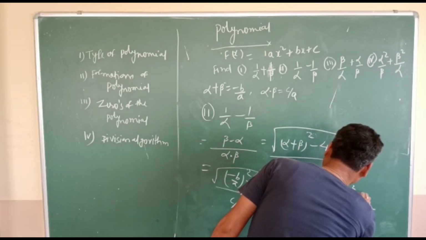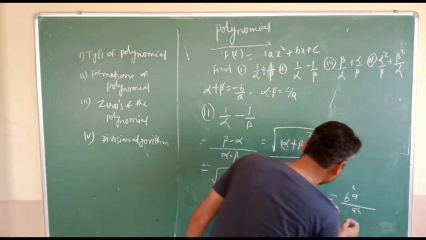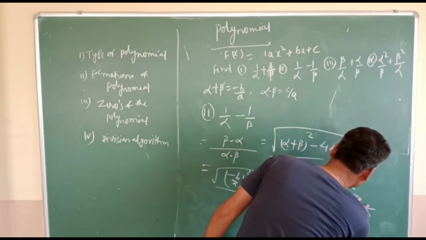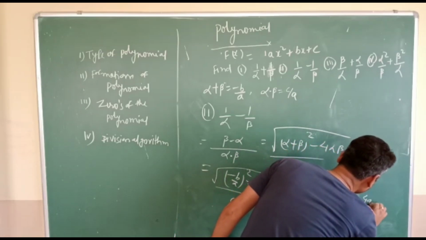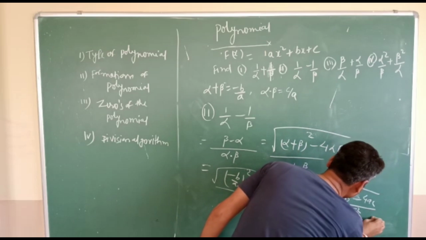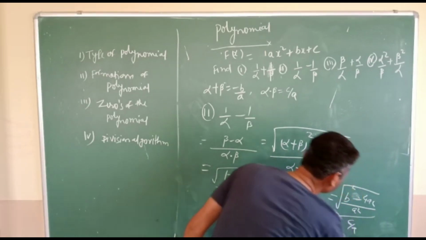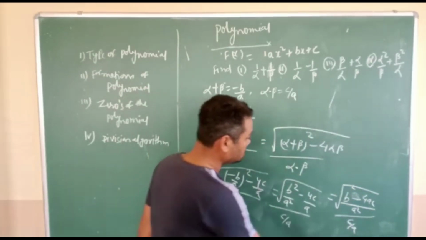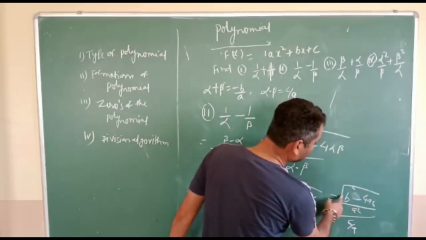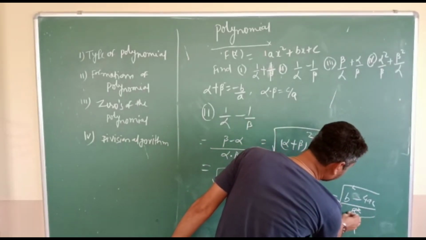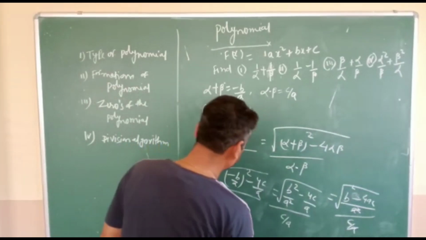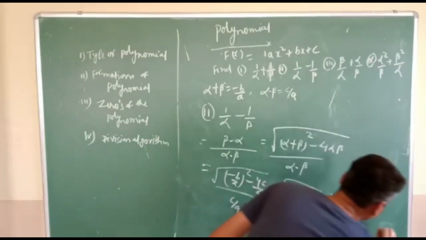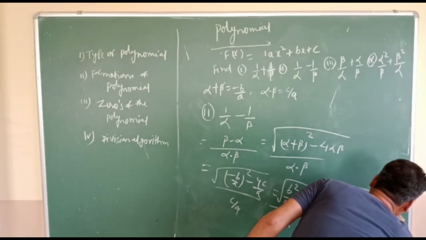If I do further, the numerator LCM is a square. This will be b square minus 4ac, under the square root, divided by c by a. Now, under the square root the a square will become a, and this a and this will be cancelled. So, what is my answer? My answer is the square root of b square minus 4ac, by c.